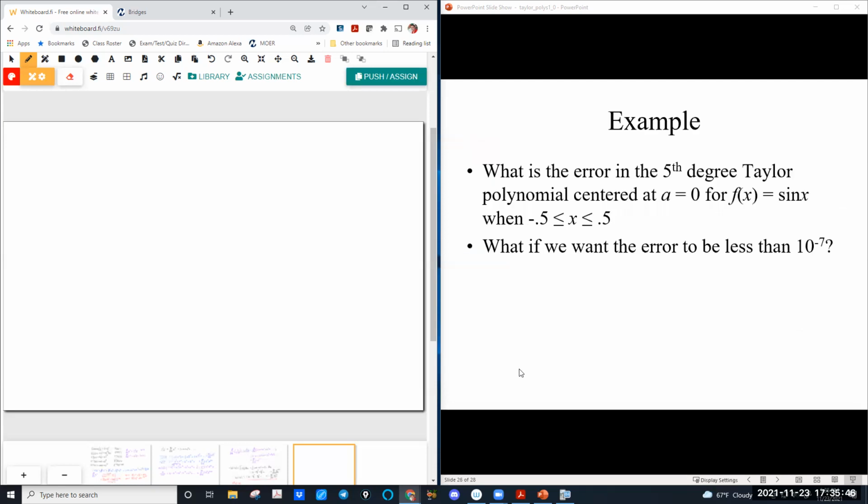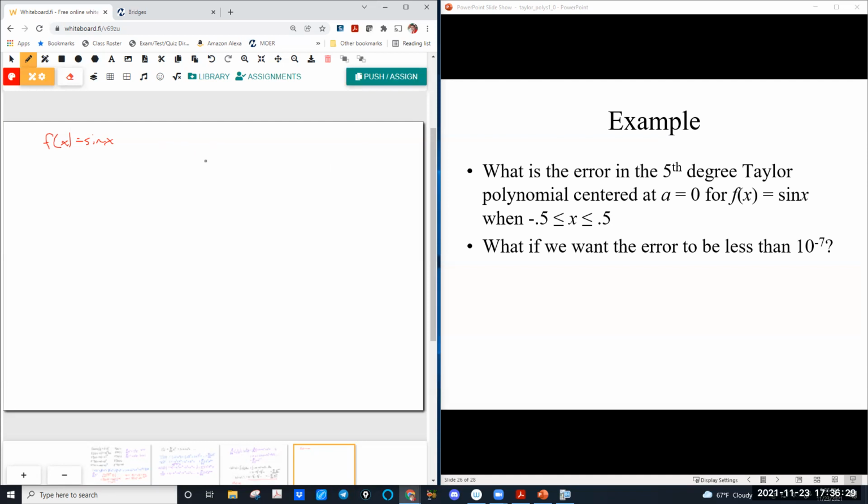So let's go ahead and take a look at this one. This one's not too bad, but it'll get us just kind of used to the error. So if we wanted the error in the 5th degree Taylor polynomial centered at a equals 0 for f of x equals sine x, when x is in between negative 0.5 and 0.5, we can use that approximation. So we want a 5th degree for sine x. For this one, we don't actually have to find it. We certainly could, because we know that this is one of our basic Taylor series centered about 0, but we don't need it.